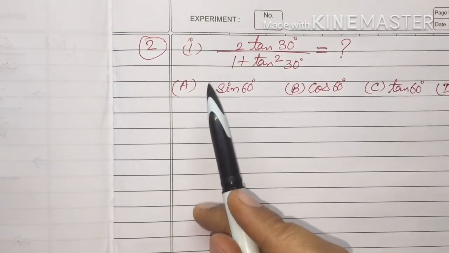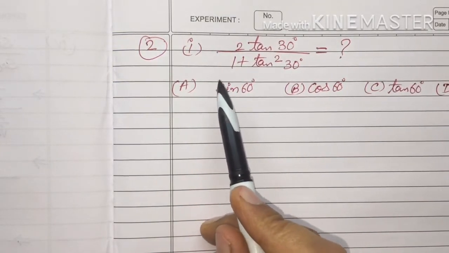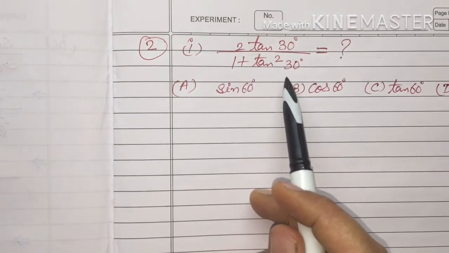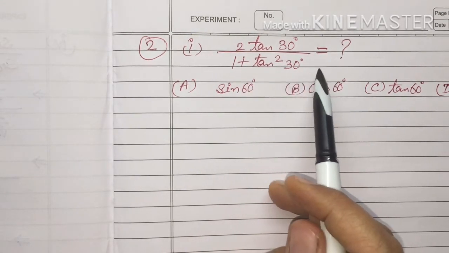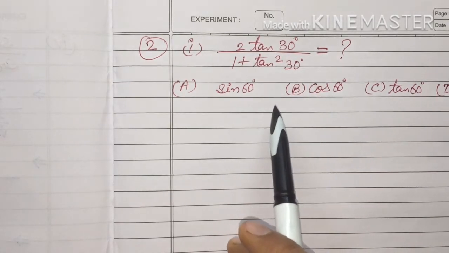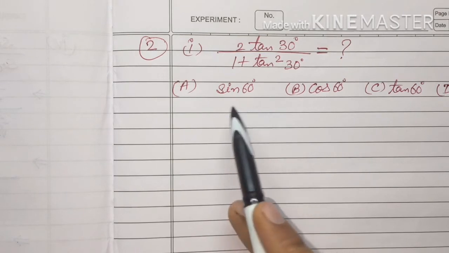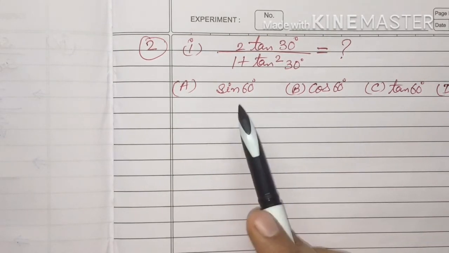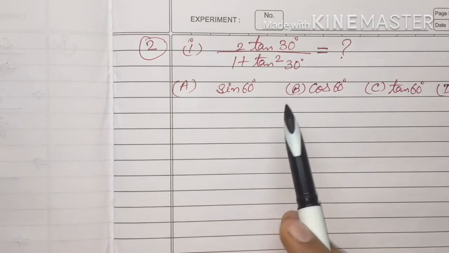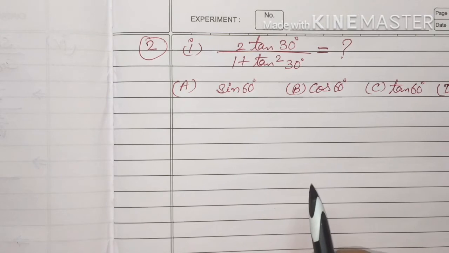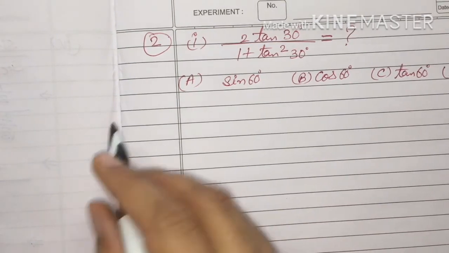Question number 2, exercise 8.2, first part is there. 2 tan 30 degree upon 1 plus tan square 30 degree is equal to. In this question you have to choose the correct option and justify your answer. Means 4 options are given there. According to your answer you have to choose which part is correct and justify your answer, means you have to do the solution. So let's get started.